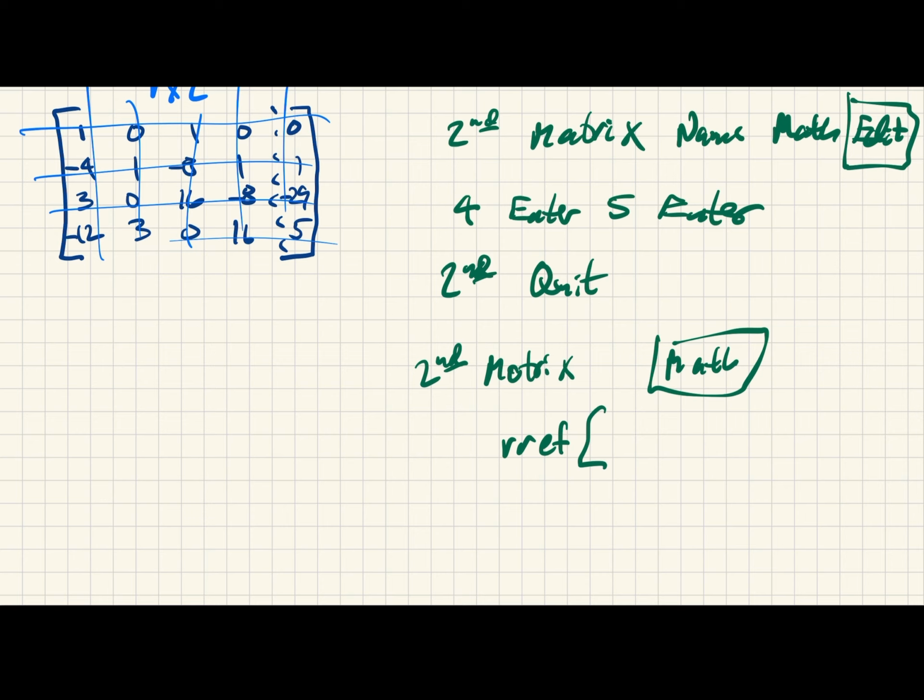Then now hit second matrix again. Don't clear. Leave that RREF and that open bracket on the screen. Hit second matrix again. Now we're going to go to names, and then you're just going to hit 1. And what you should have now on your screen is RREF and then an A like that.